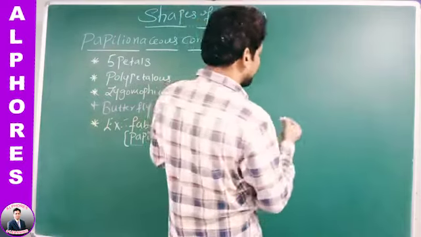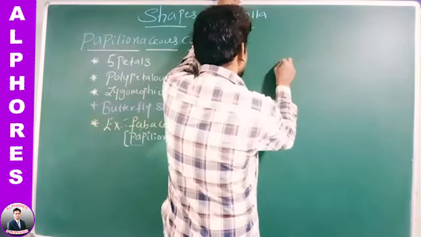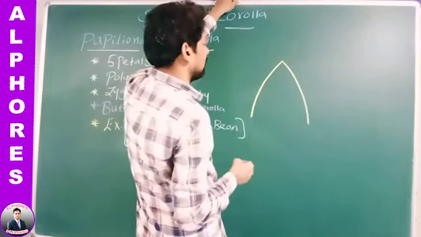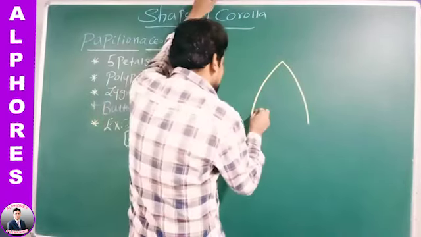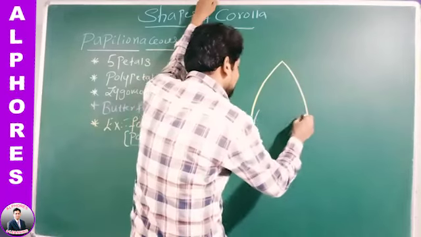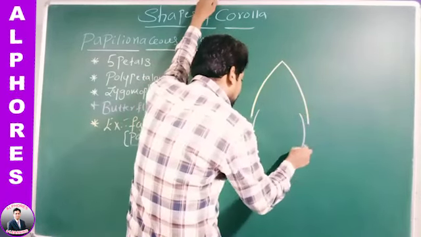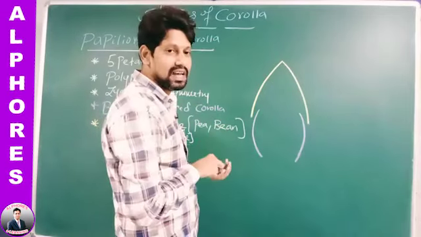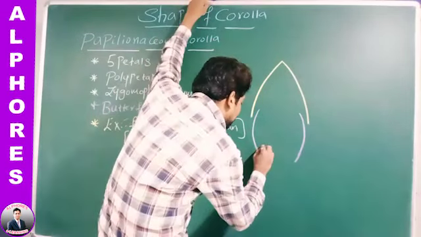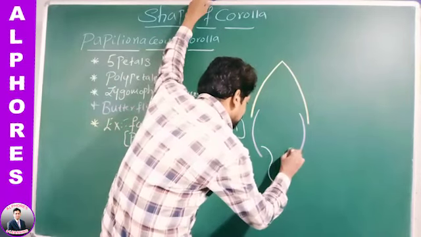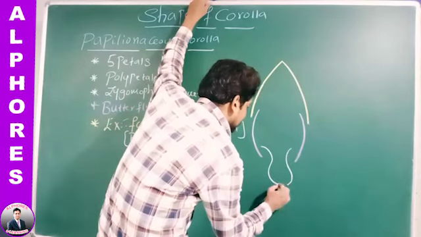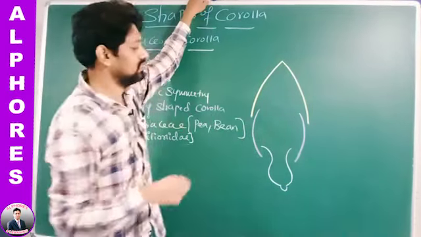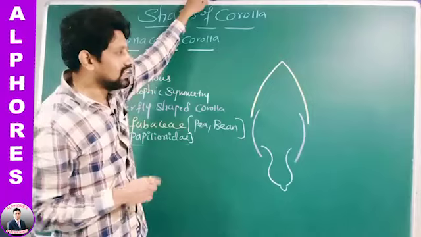Sir, this papilionaceous corolla is having how many petals? 5 petals. Sir, these 5 petals are there, no? These 5 petals are of 3 types. These 5 petals are of how many types? 3 types.